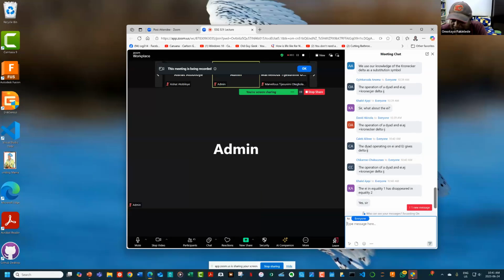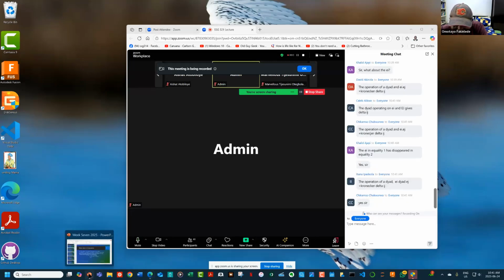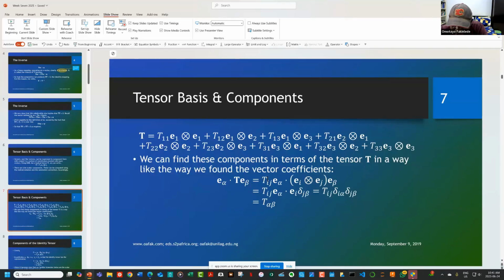The first thing is that, let me go back again to explain it. In the first expression, we simply substituted the expression for the expansion of T. The second expression, we did Ej dot E beta to get delta J beta, and every other thing is there. In the third expression, we did E alpha dot EI, which gives us delta I alpha. And lastly, we applied the substitution property of the 2 deltas, and we got T alpha beta.